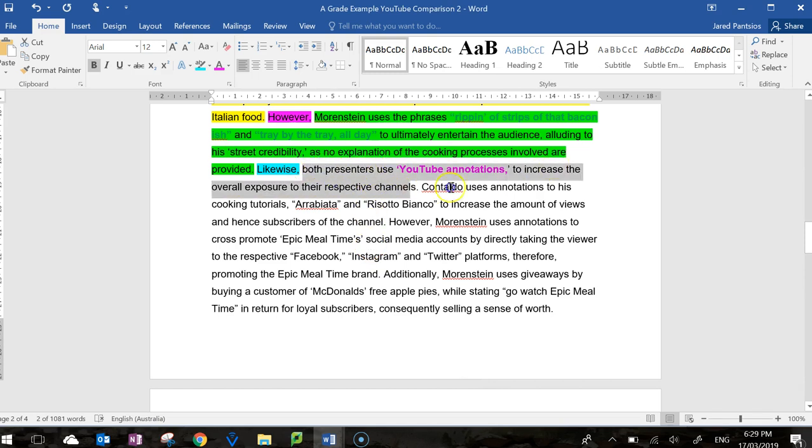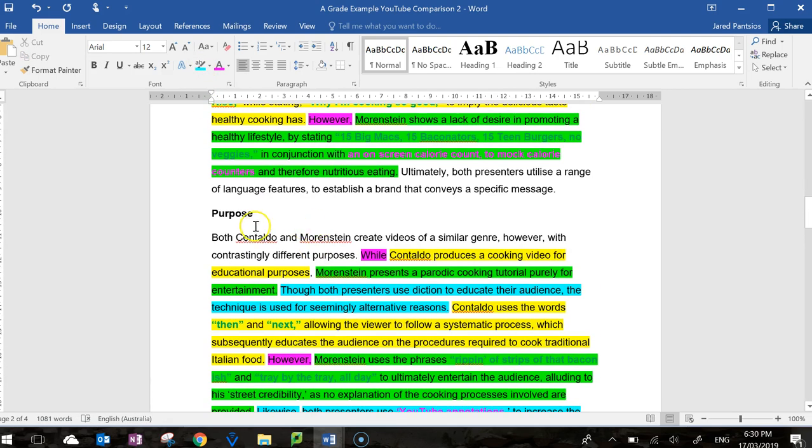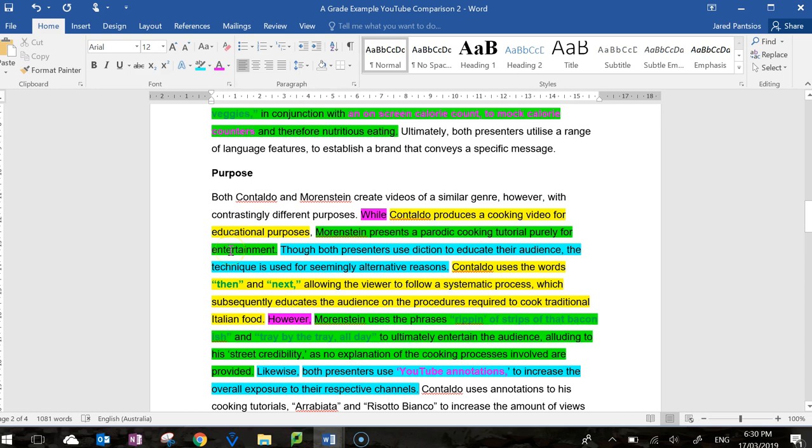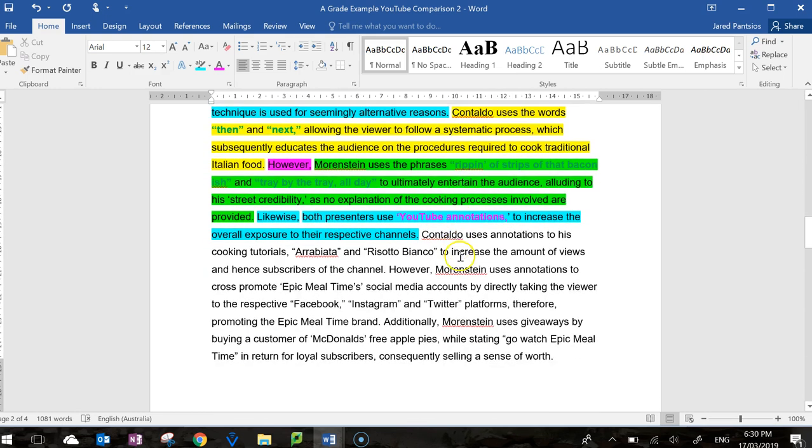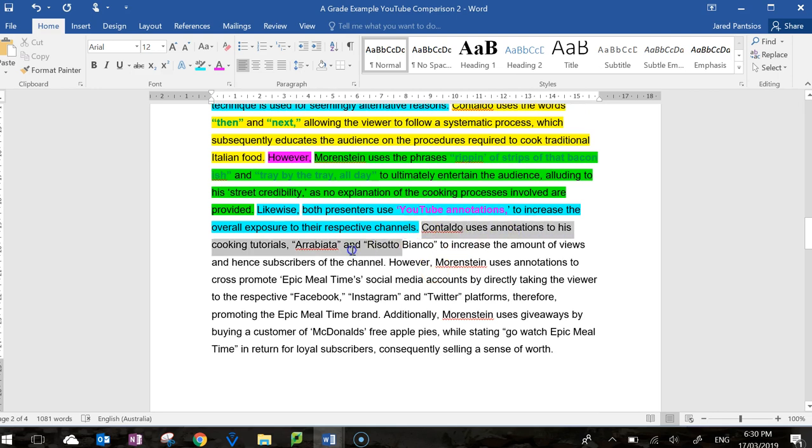Both presenters to increase the overall exposure of the respective channels. So this is where the student is being specific in terms of purpose, as to the purpose being for them to not only promote the video and subscribers, but the channel itself. Comparative uses annotations to cooking tutorials, Aribita and Risotto Bianco, to increase the amount of views and hence subscribers to the channel.